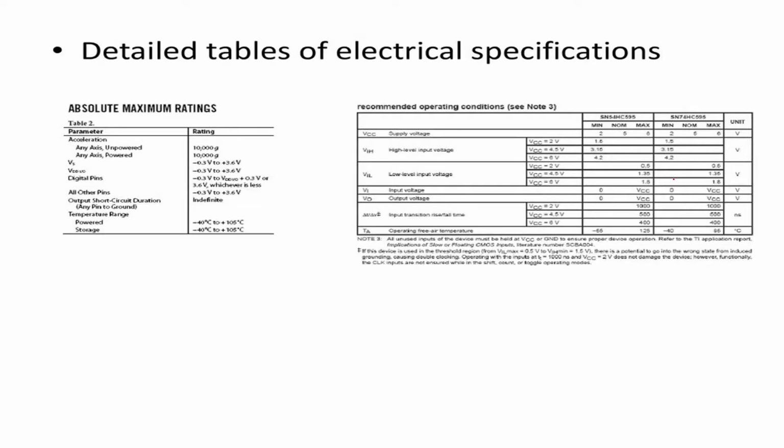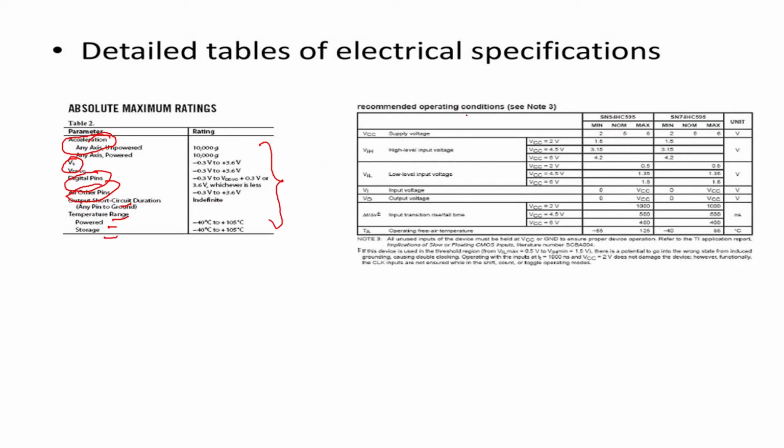Then you can have tables of electrical specification, where you can have absolute maximum ratings. Here we are speaking about a meter which can measure acceleration, so you can have an acceleration rating. You can give your voltage, the digital pins rating, other pins rating, and output short-circuit duration. You can give the operating temperature range, the storage temperature range, and all these parameters you can see here.